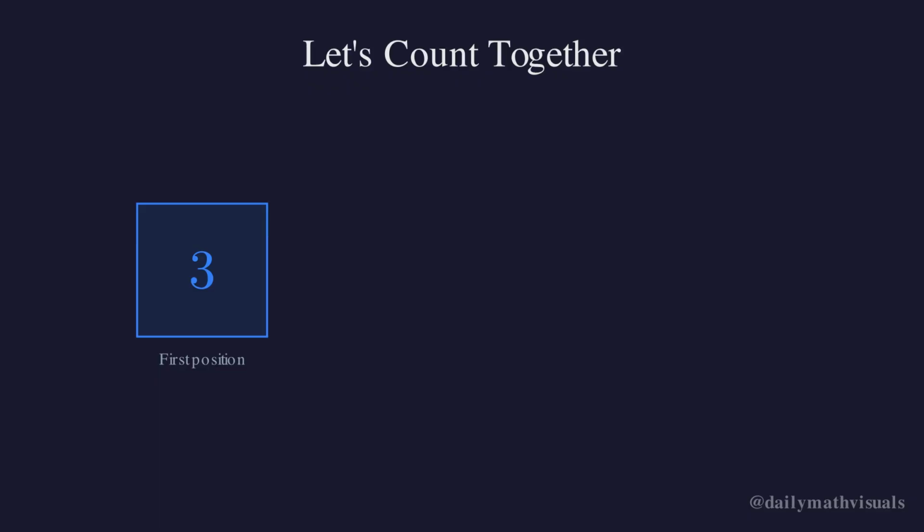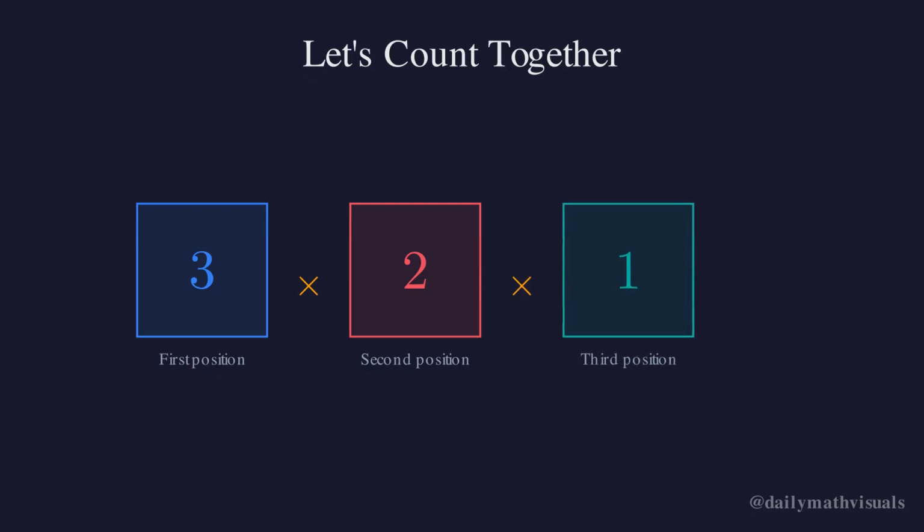For the first position, you have 3 choices. Any of the 3 books could go there. Once you've placed the first book, you have 2 choices left for the second position. And for the last spot, only 1 book left. So the total is 3 times 2 times 1, which equals 6. This pattern of multiplying descending numbers is exactly what Factorial captures.